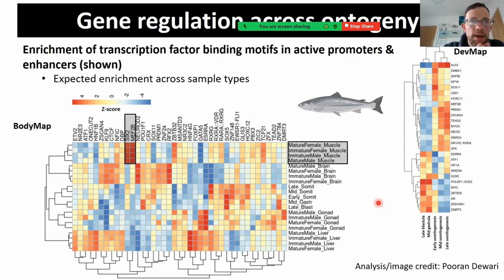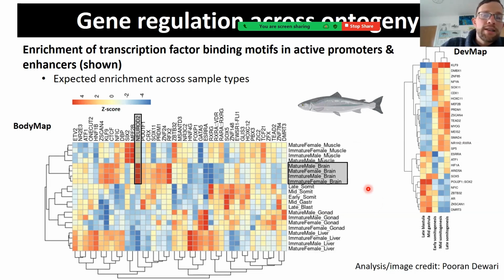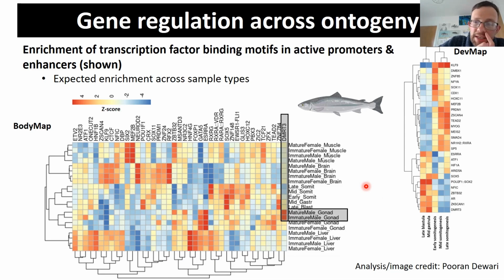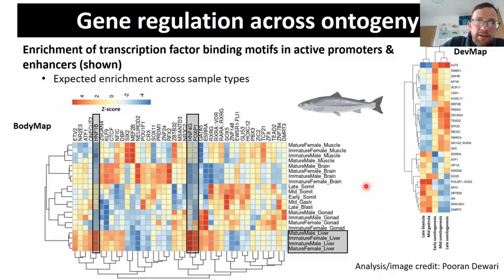So for example, in muscle, we see enrichment of key known muscle transcription factors like SIX2 and MEF2. In brain, we see enrichment of neural transcription factors like NeuroD. In embryos, we see enrichment of HOX transcription factors, which is very much expected. In gonads, we see DMRT3 for testes, which is again expected. And in the liver, we see things like hepatic nuclear factors, FOXP1. These are master transcription factors for liver and hepatocyte function. So the data is looking all good in that sense.